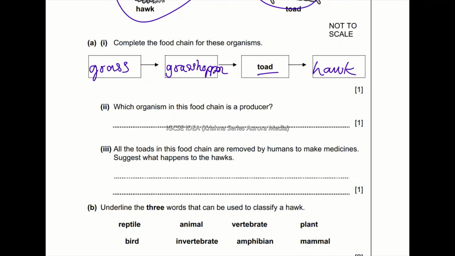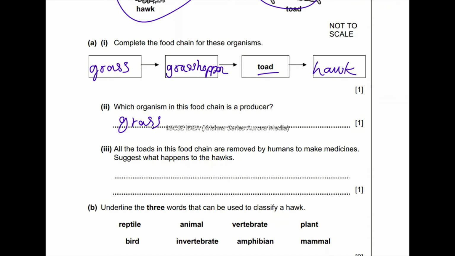Which organism in this food chain is a producer? Grass, of course. All the toads in this food chain are removed by humans to make medicines. Suggest what happens to the hawks.